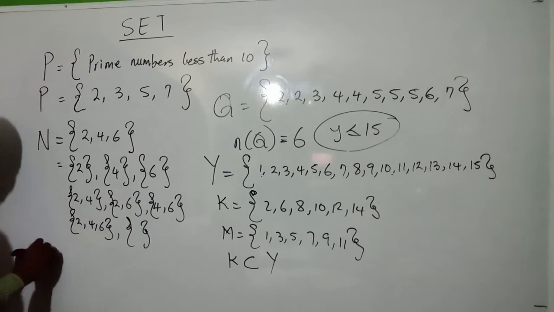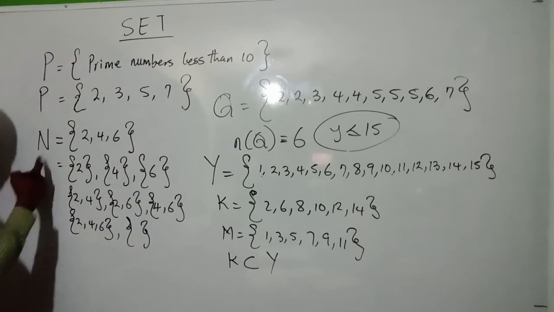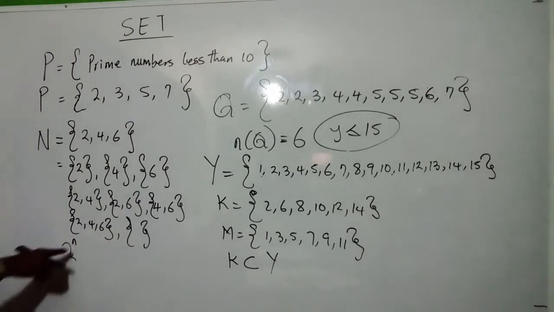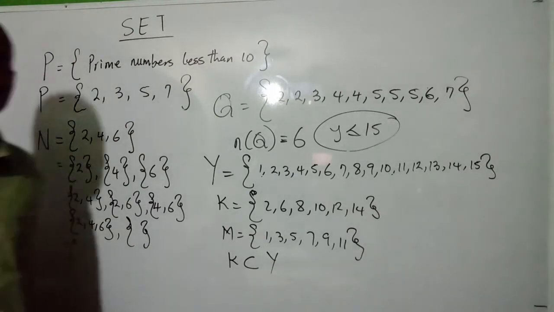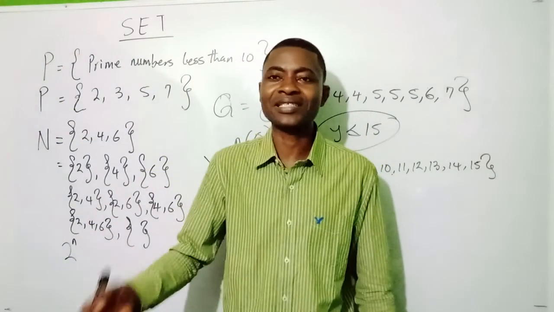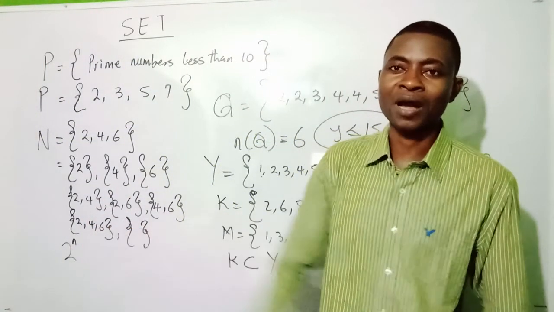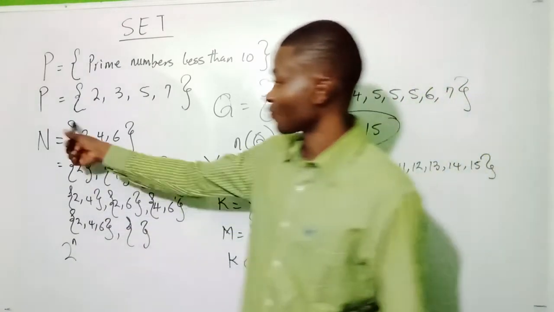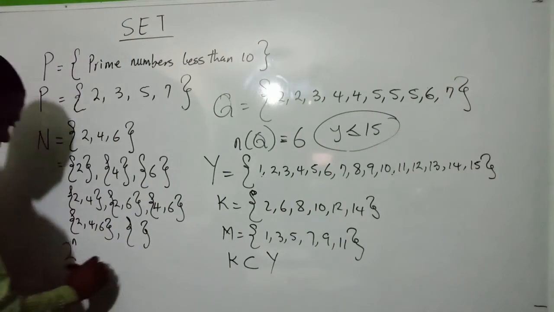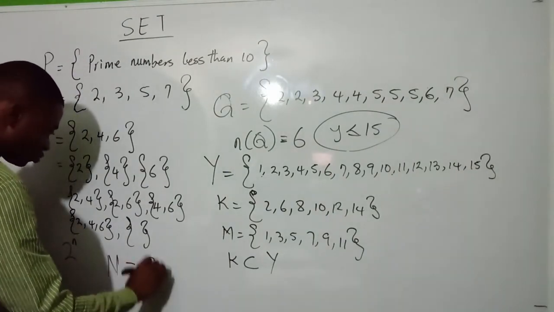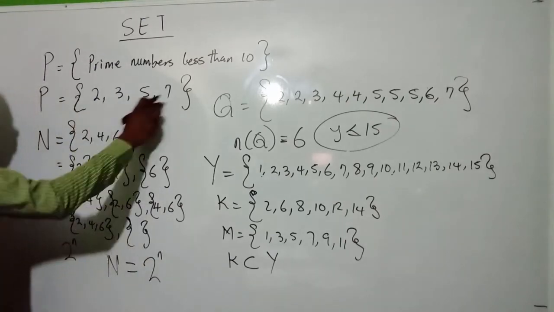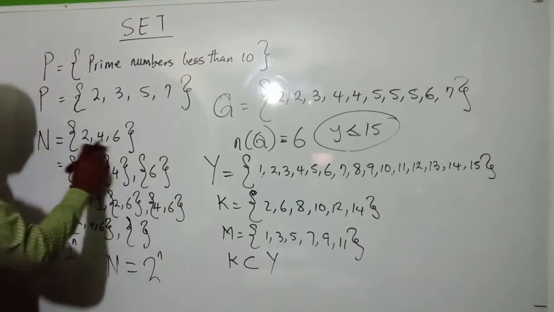The number of subsets of a set is 2 raised to the power of n. This n stands for the number of terms you have in there. So the formula you can use to get all the subsets of any set is 2 raised to the power of n. For instance, for this set N, what is n there? n means the number of elements in that set.